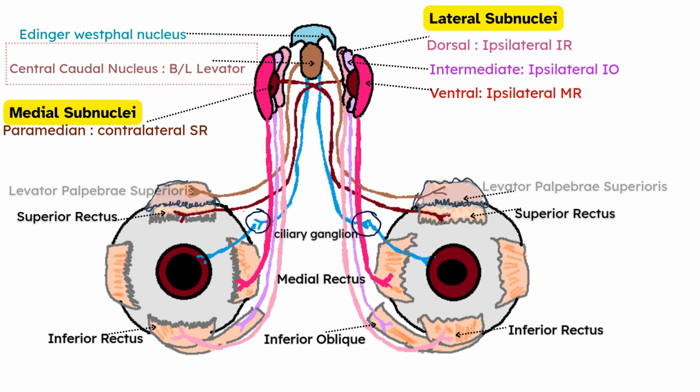The central caudal nucleus supplies both the levator muscles, and the lateral subnuclei, we already know, they supply the ipsilateral IR, IO, and the MR.